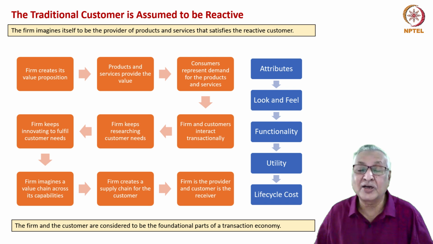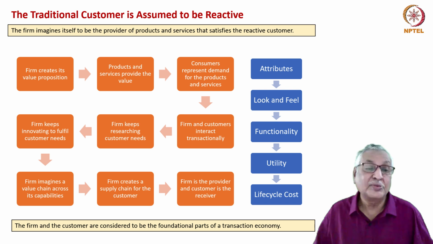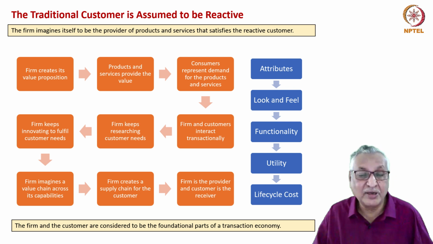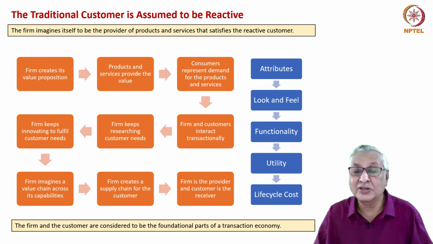And we have seen different types of marketplaces in the earlier stage. Firm keeps researching customer needs. Firm keeps innovating to fulfill customer needs. Firm imagines a value chain across its capabilities. Firm creates a supply chain for the customer, and firm is the provider, and customer is the receiver. So in this traditional scheme of things, it is all the firm, and the firm. The firm has taken upon itself the responsibility for conceiving of consumer needs and for providing the fulfillments through the products and services. So the accent is on the firm, the emphasis on the firm and customer transaction.